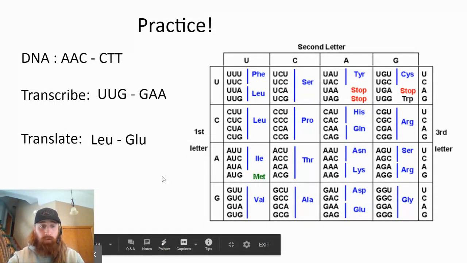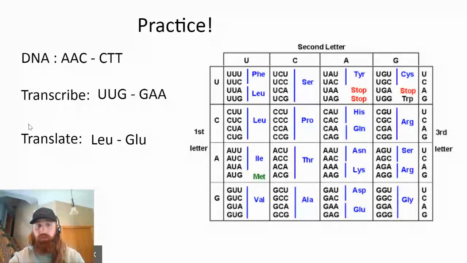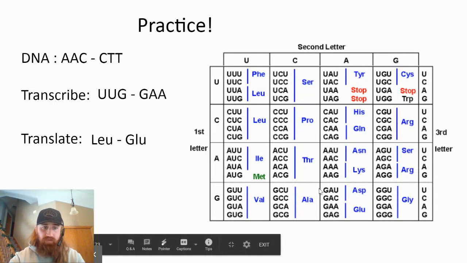Step number two, make sure you read what something's asking you to do. If it's asking you to transcribe, that means make your mRNA. If it's asking you to translate, this is telling you to get the amino acids. So then you have to use a codon chart. Now, this might also be shown in a codon wheel in some different images. Same premise, same way to use it.